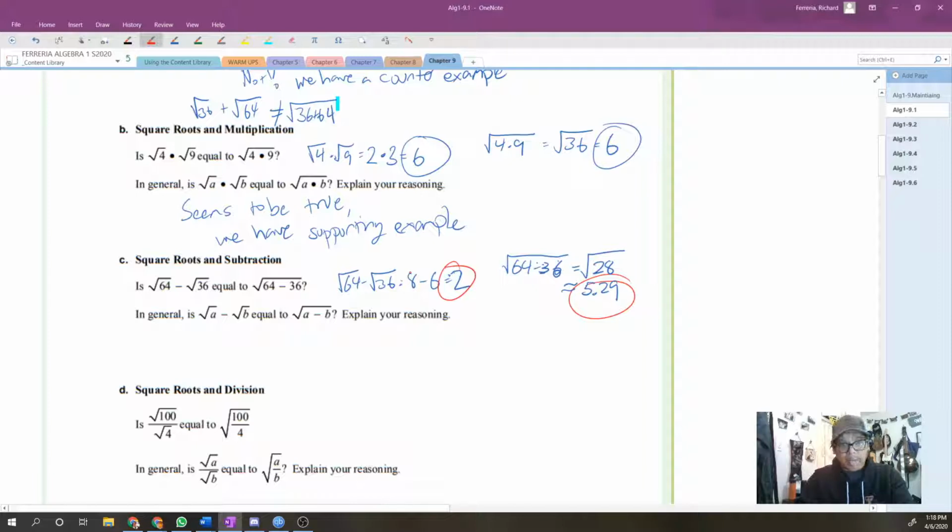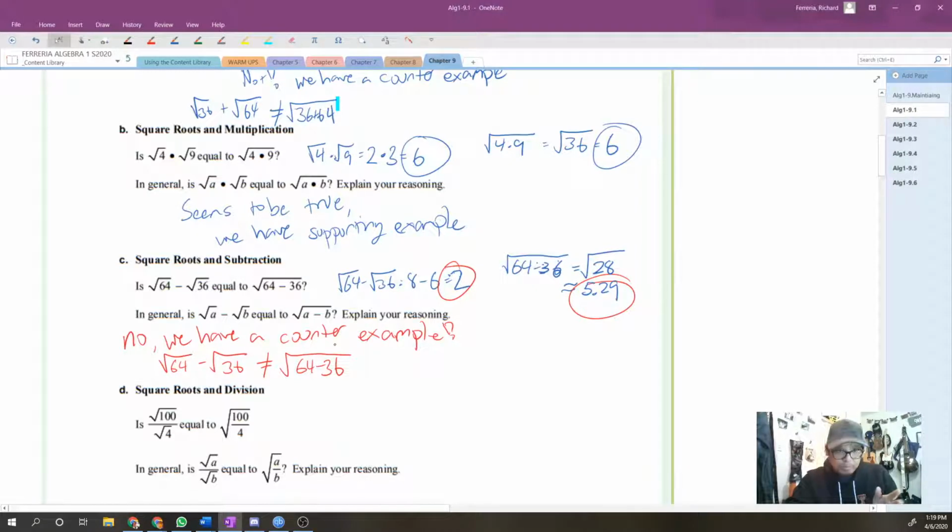So is the square root of a minus b equal to the square root of a minus the square root of b? So no. We have a counterexample. The square root of 64 minus the square root of 36 is not equivalent to the square root of 64 minus 36.